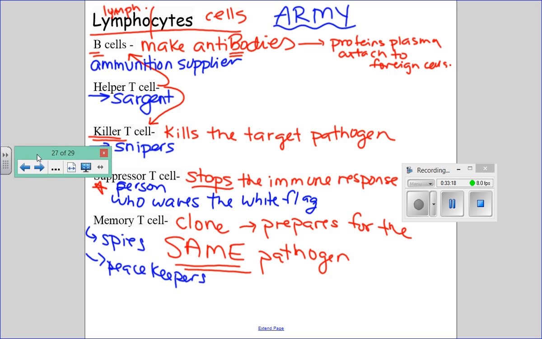So this is the major function of your white blood cells that I care that you know for this course and this chapter. Is it the only white blood cell in the universe? Nope, but it's the one that we're focusing on. Would anyone like to ask questions about one or more lymphocyte?